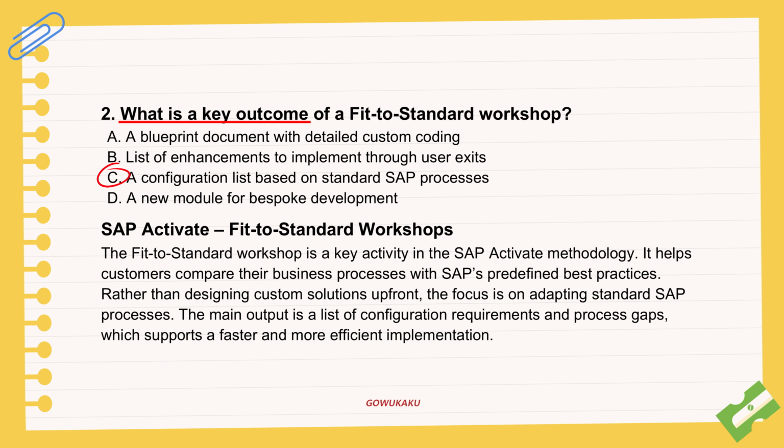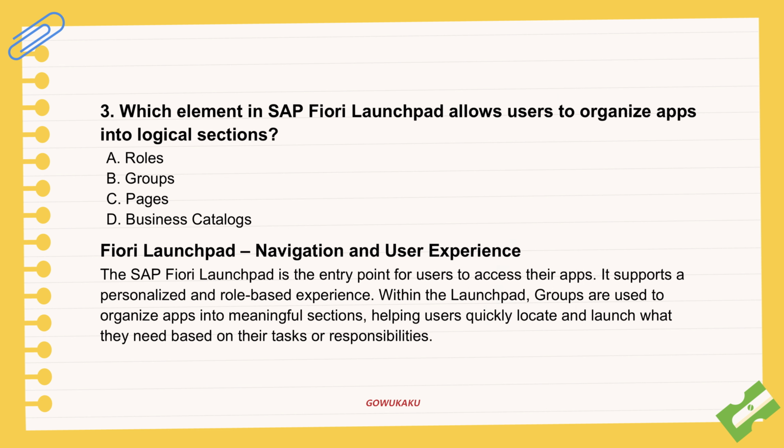Makes sense. Okay, question 3 moves to the user's view, the Fiori Launchpad. Which element lets users organize apps into logical sections? Is it A, roles, B, groups, C, pages, or D, business catalogs? This one is B, groups. The Fiori Launchpad is the main entry point for users. Their home screen, basically. Exactly. And groups are how they primarily arrange their apps on that screen to make sense for them.